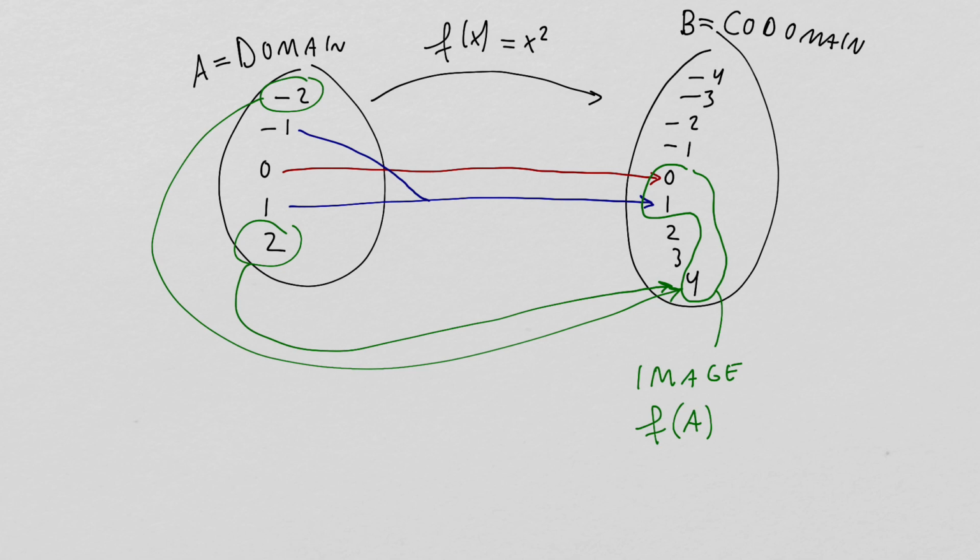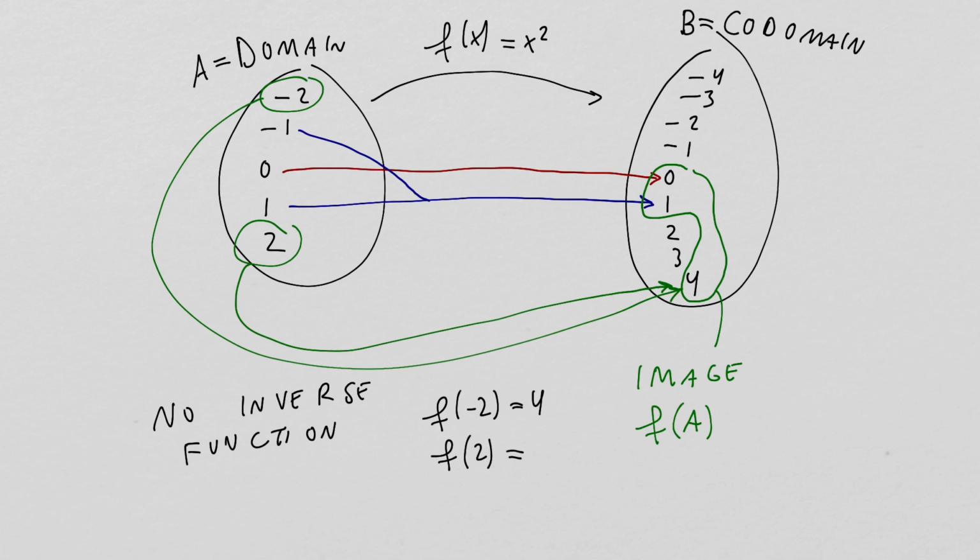Now this function does not have an inverse function. It's because f of -2 is 4 and f of 2 is also 4. So if we would have an inverse function and we would try to apply it to 4, we would have many options. So this inverse operation is not a function. The inverse function does not exist.